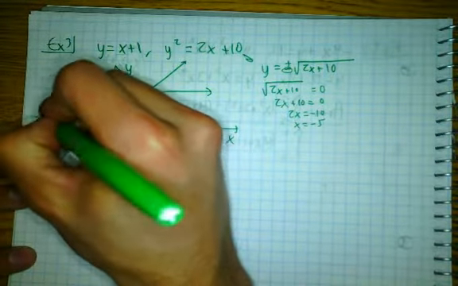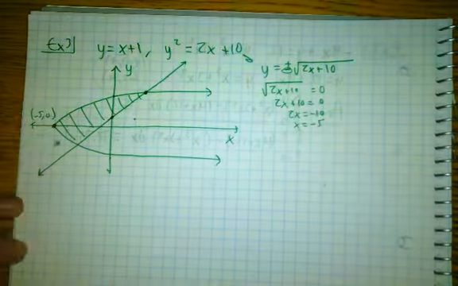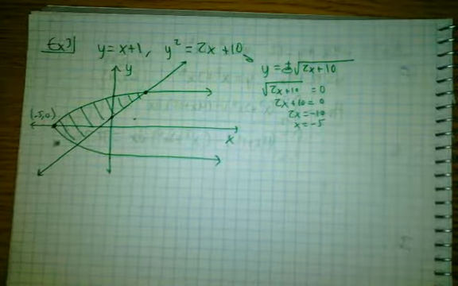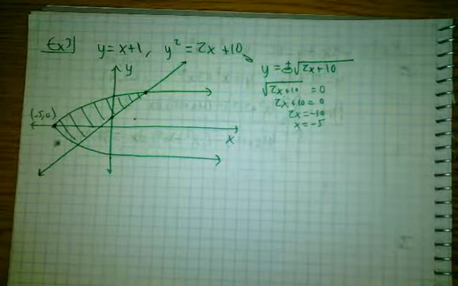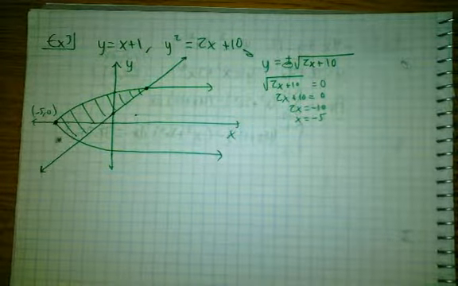We for sure know that this one's (-5, 0). Yes? We need to figure out what this point is right here. Agreed? Good. So we don't have a calculator. We're going to have to set them equal to each other. Agreed? So what would that look like for this problem?